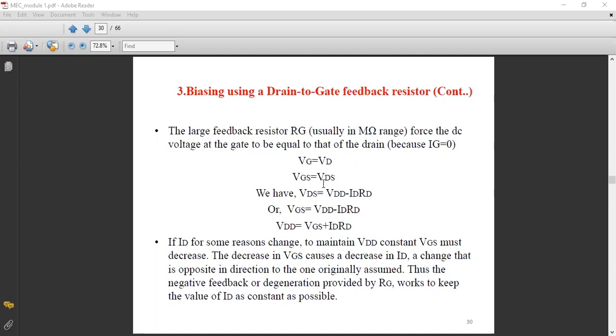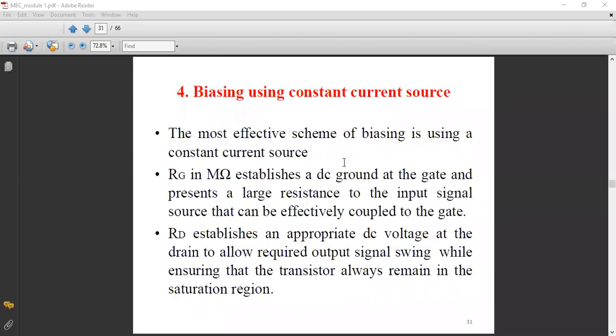So till now we have discussed three biasing techniques of MOSFET. The first one was fixing VGS. The second one was fixing VG and connecting a source resistance. The third one is connecting a drain-to-gate feedback resistor. Now coming to the fourth type of biasing, which is the most effective scheme out of the four techniques. This is done by the constant current source. We use this biasing technique mostly in the design of integrated circuits.